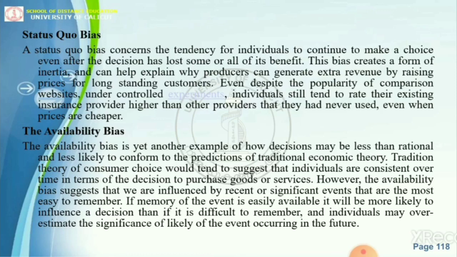So that is how the bias can be illustrated. The availability bias is yet another example of how decisions may be less than rational and less likely to conform to the predictions of traditional economic theory. Traditional theory of consumer choice would tend to suggest that individuals are consistent over time in terms of the decision to purchase goods and services.